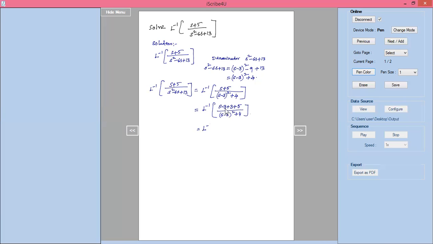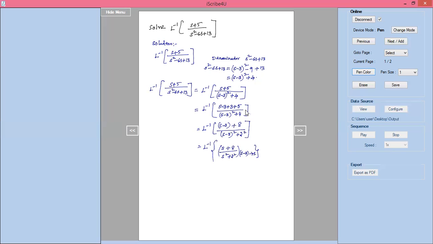So L inverse of s minus 3, here plus 3 plus 5. This is 3 plus 5, which is 8, plus 8 divided by s minus 3 whole square plus 4. I am writing 4 as 2 square for my convenience. In the next step, I'll write L inverse of (s plus 8) divided by (s square plus 2 square). I have replaced s minus 3 by s; in the place of s minus 3, I put s.